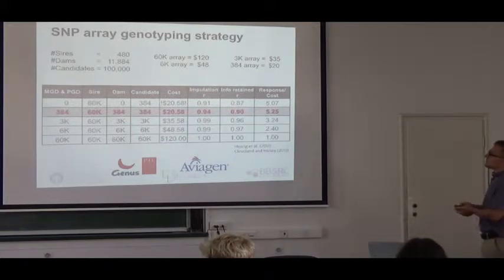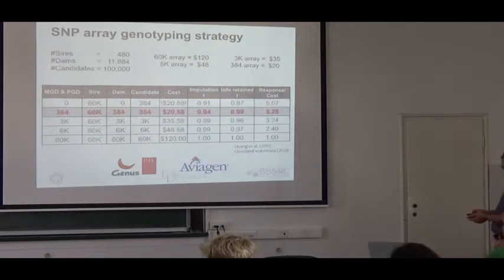And then the idea in this particular study was: what kind of array should we use for sires, dams, and candidates, such that we can generate accurate data that gives us accurate genomic predictions, but hopefully for a minimum amount of money.